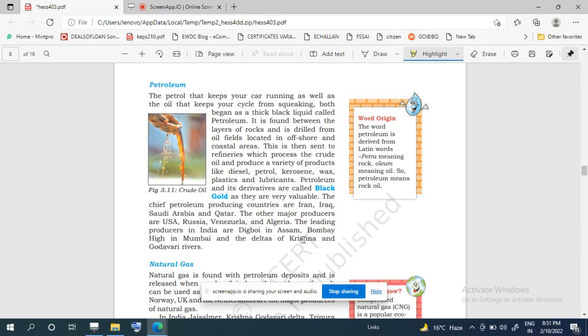And not only the vehicles which need petroleum as a fuel, there are also some vehicles like the cycle. In a cycle also we have to use mobil oil so that it runs properly and smoothly. This is a thick black liquid which is called petroleum. This petroleum is found between layers of rock, and it is drilled from oil fields which are located in offshore and coastal areas.